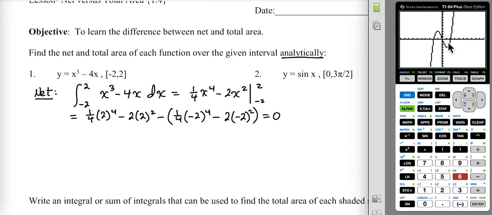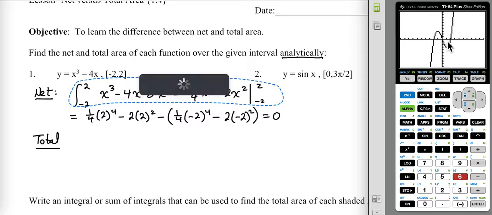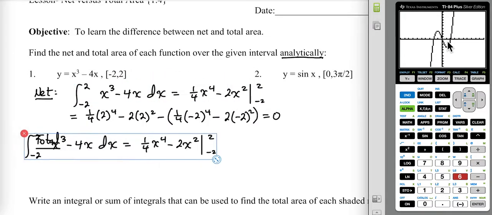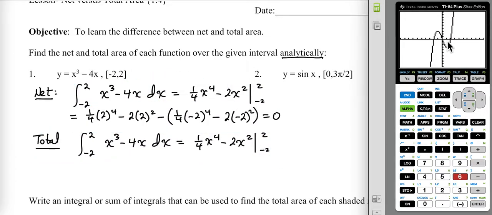All right? Since it's symmetrical, we're dealing with an odd function. Since it's symmetrical, all I would really need to do is figure out the area for one piece and then double it. All right, so I'll go from negative 2 to 0 because that gives me the positive piece, the part that's above the x-axis.